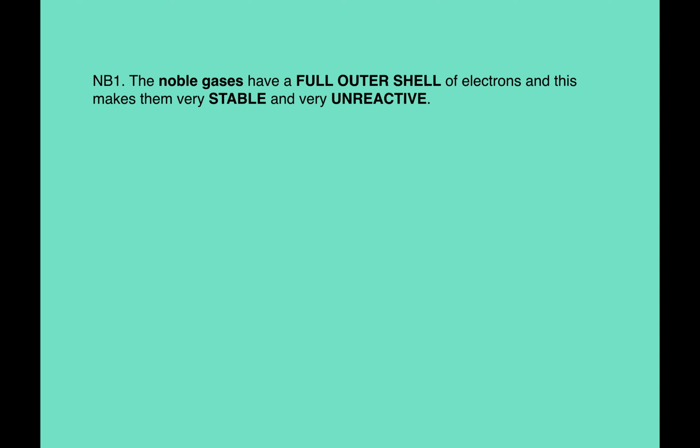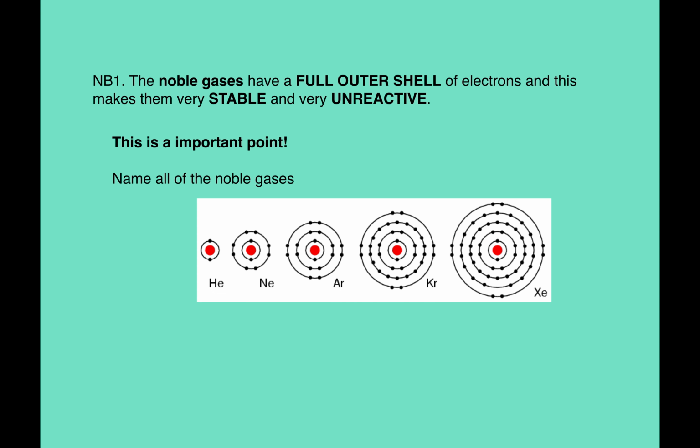Now, a couple of notes. Noble gases have got a full outer shell. And a full outer shell is a very stable, very unreactive situation. So essentially, the noble gases don't need to do anything to become more stable. They're already very stable.